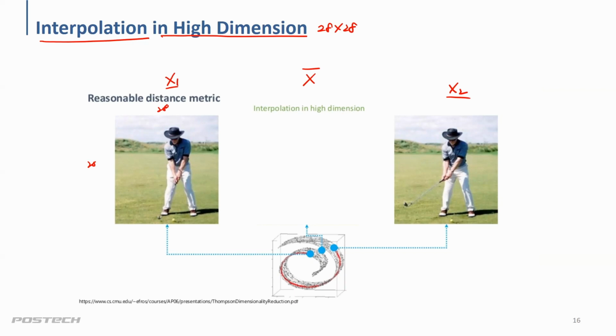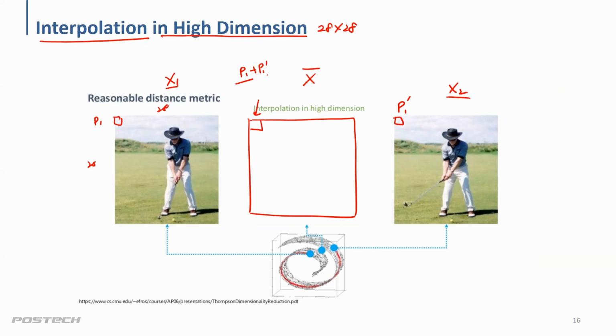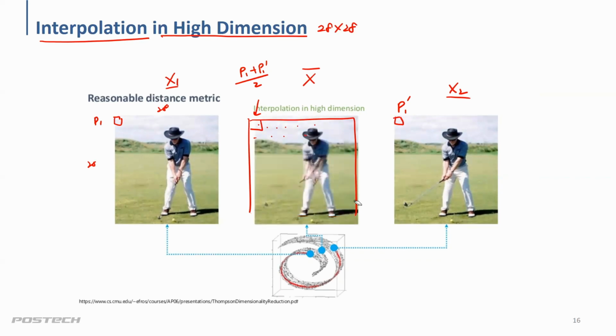A mix. Right. Probably the best thing that you can do is for each pixel, say this one is P1 and this is P2, and probably the image over here will be, I mean, that's the best thing that I can do. So for each pixel, I will just take the mean of that, and this will be the interpolation image in the original space.